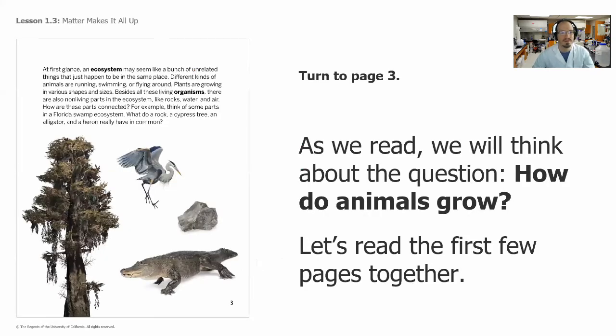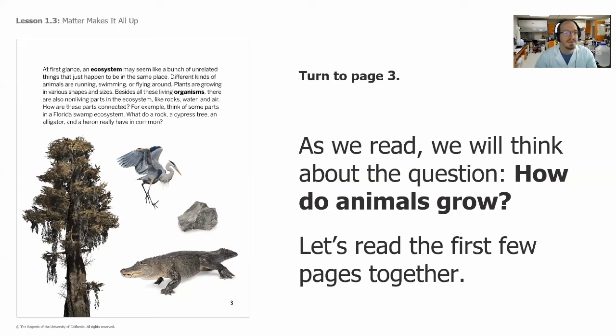So you're going to open up to page number 3, and we're going to read these first few pages together. I'm also going to post a video along with the lesson of a full read aloud for the whole book. That way, if you're having trouble with specific words, or if you just prefer to listen as you read along, you can do that as well. As we read, we're going to be thinking about the question, how do animals grow? So we're going to go ahead and read these first couple pages together.